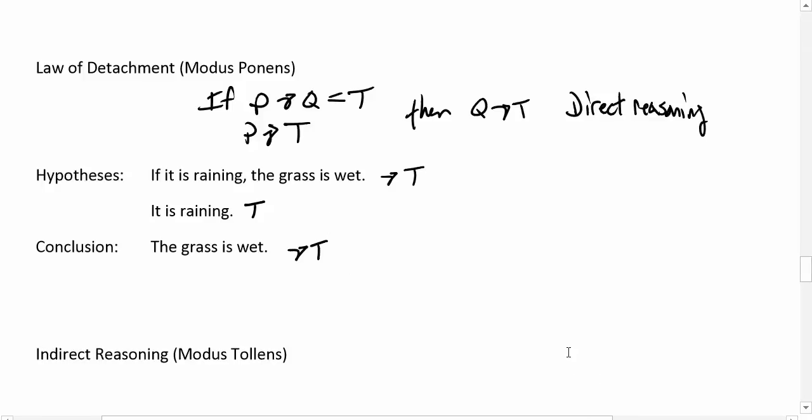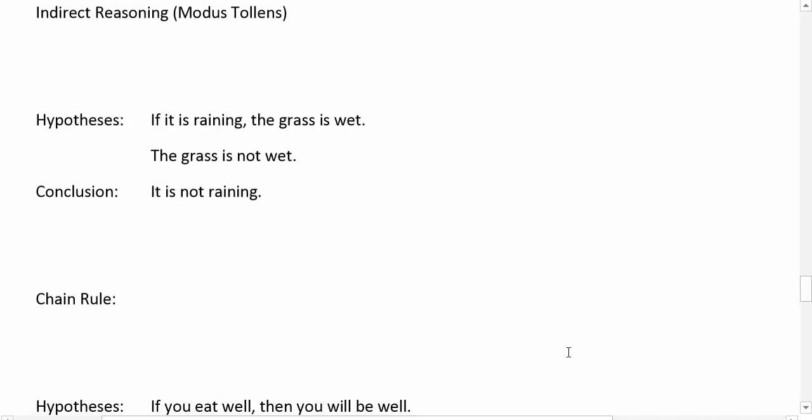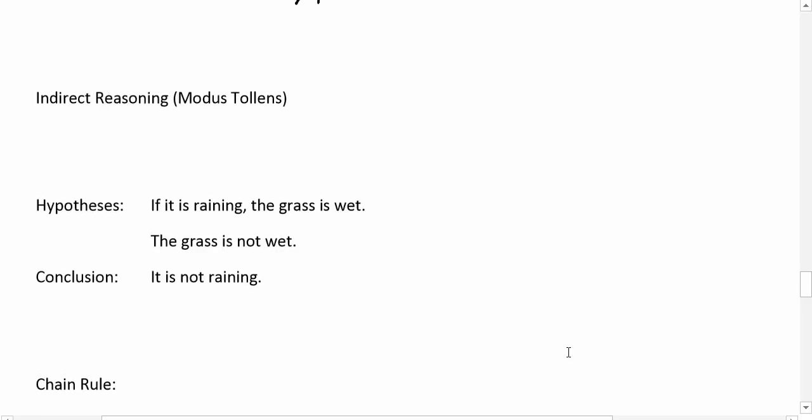Okay, the next law is called indirect reasoning, or modus tollens. If a conditional is accepted as true and the conclusion is false, then the hypothesis must be false. So modus tollens says I've got a linkage. I know that P implies Q, and I know that's a true statement. But this time I know that Q is false. So what does that tell me? Then I know that P has to be false. Again, that's an example of indirect reasoning or modus tollens.